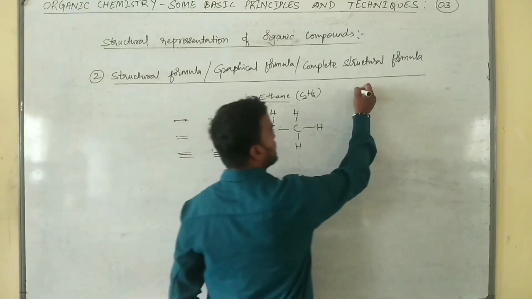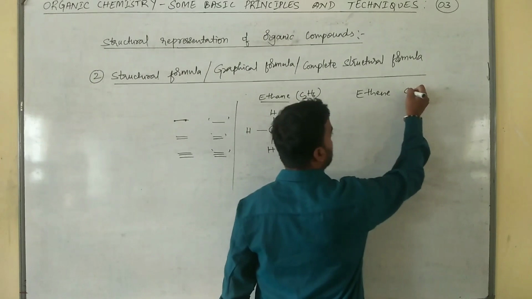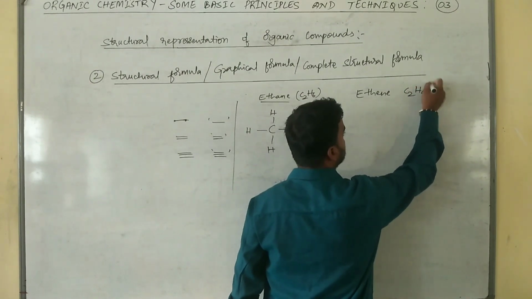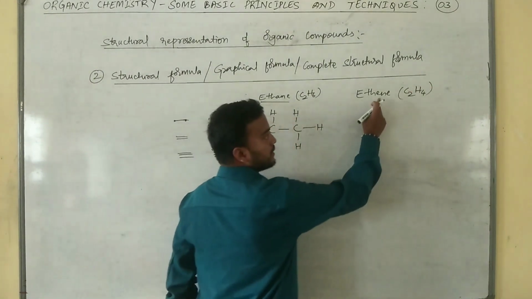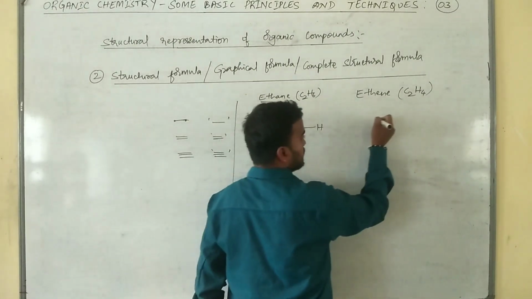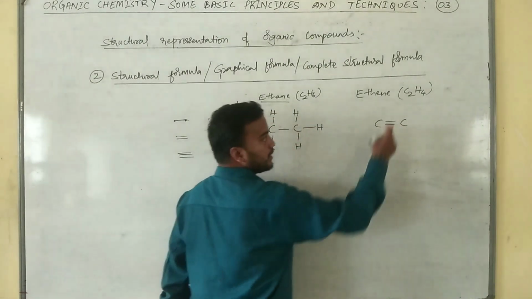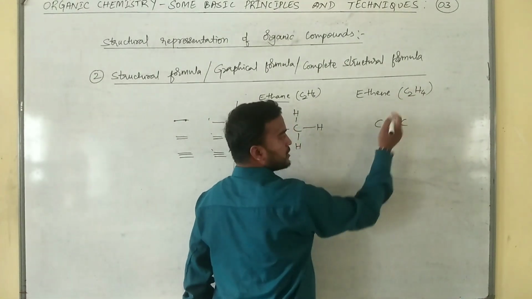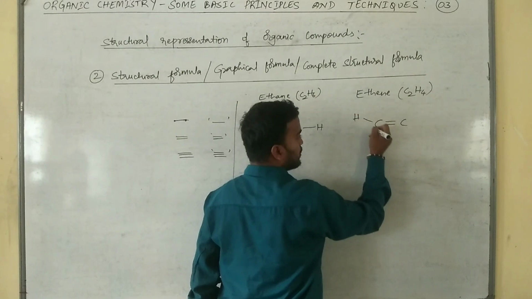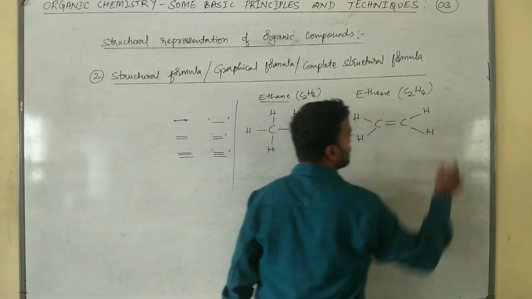I will take ethene as an example. Ethene has formula C2H4. ENE is nothing but carbon carbon double bond. Carbon carbon double bond, and we have 4 hydrogen atoms. This carbon contains 2 hydrogen atoms and this carbon contains 2 hydrogen atoms.